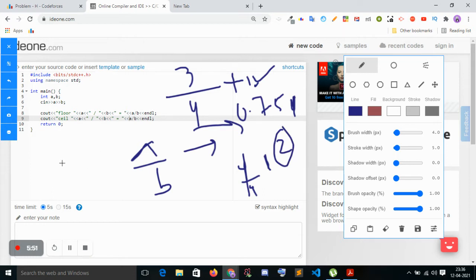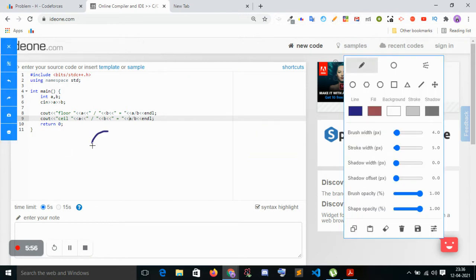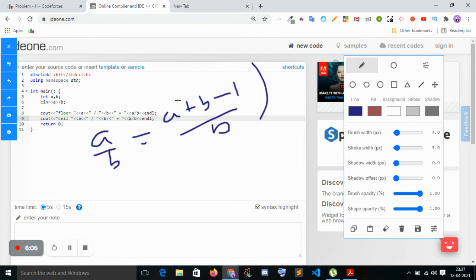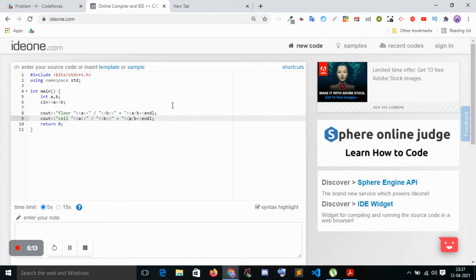So what is the answer always? For ceil, the mathematical formula is A by B equal to A plus B minus 1 by B. This is how ceil works. This is the way you can always get the answer of ceil, or you can use ceil directly. So this is completed. Let's try to get to round.